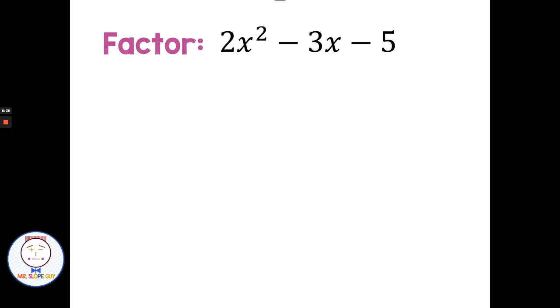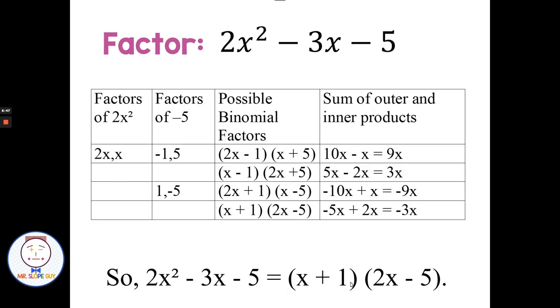All right, so the factors of 2x squared have to be 2x and x. And then my factors of -5 are 1 and -5, or -1 and 5. Make my table, and I should come up with x plus 1 times 2x minus 5.